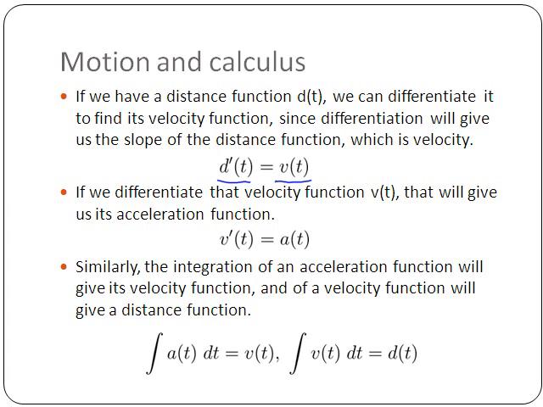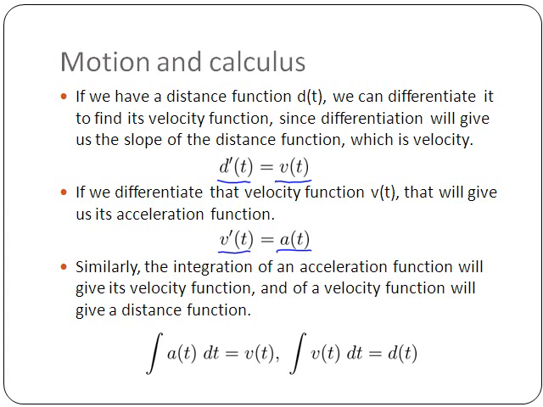If we differentiate that velocity function, v of t, that will give us an acceleration function, because if we differentiate a velocity function, that will give us the slope of a velocity function, and the slope of a velocity function we said was acceleration. So v prime of t is equal to a of t. Okay? Now let's go the other way.